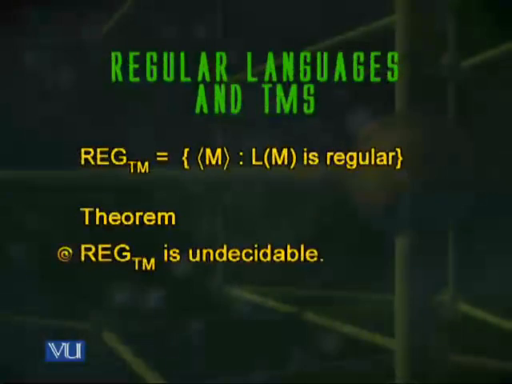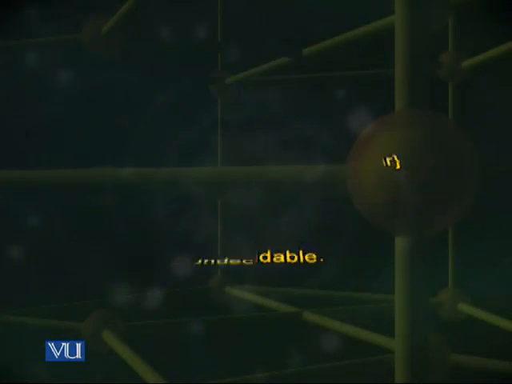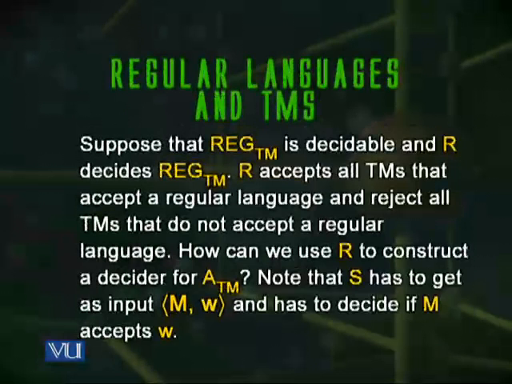What we will show now is that this problem is also undecidable, and once again, we will use the same trick that we have used in the previous two examples. We will show that if this problem were decidable, then ATM would also be decidable, which would be a contradiction. Let's look at the proof. We suppose that regular TM is decidable. We will use the decider for regular TM to construct the decider for ATM. But we know that ATM is undecidable, and this contradiction will end the proof.